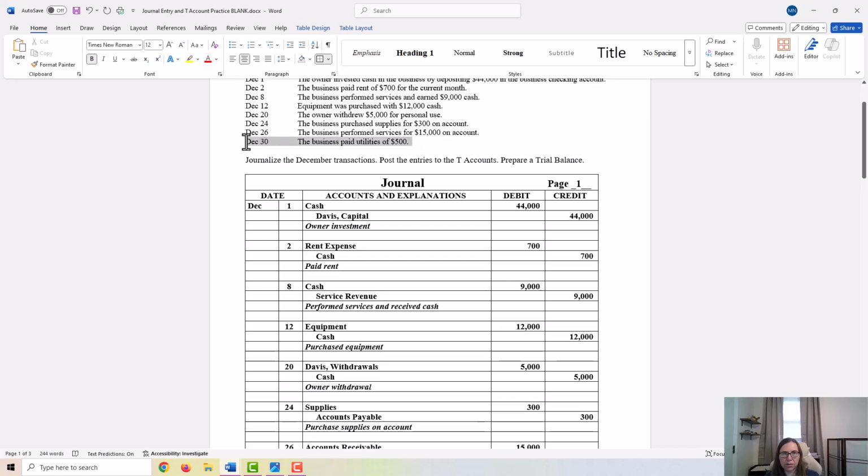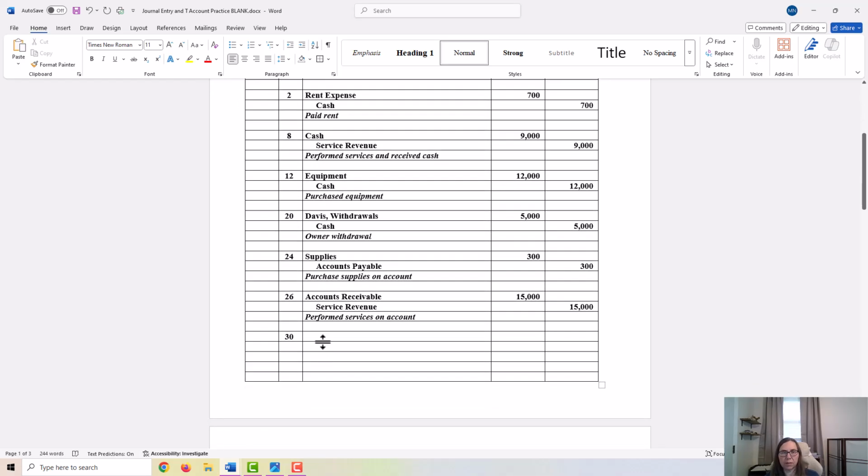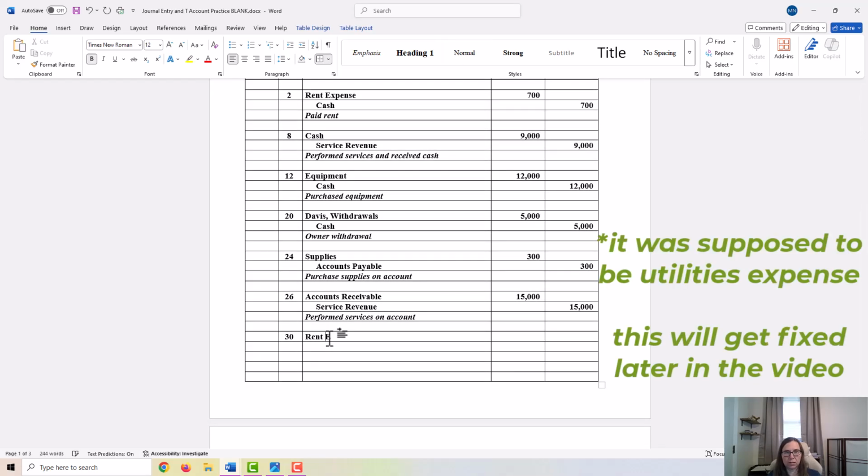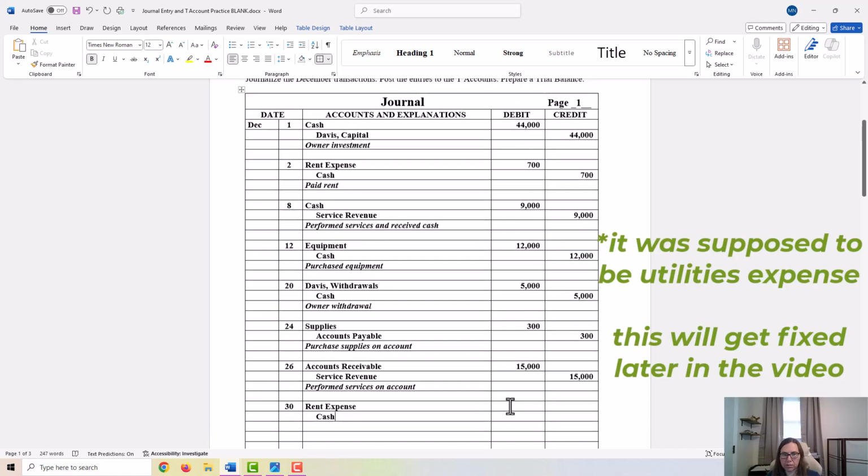On the 30th, the business paid utilities of $500. So this is going to be very similar to the entry up here when they paid rent. This is another expense, although this time it's utilities expense instead of rent expense. So I'm just debiting utilities expense and crediting cash for $500.